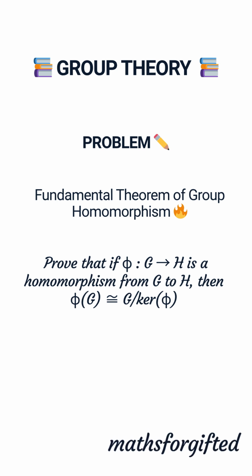Hi guys, in this video we're going to explore the fundamental theorem of group homomorphism, which is one of the central theorems in abstract algebra. So the theorem states that if phi is a group homomorphism from G to H, then there exists an isomorphism from the image of phi to the quotient group of G by the kernel of phi.